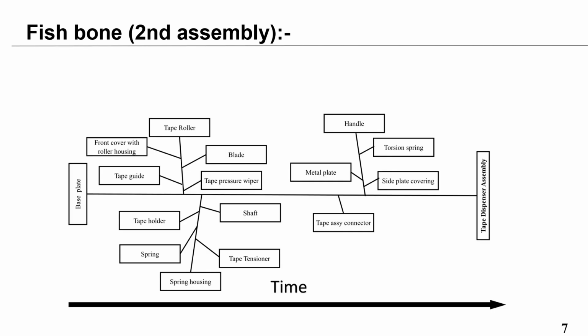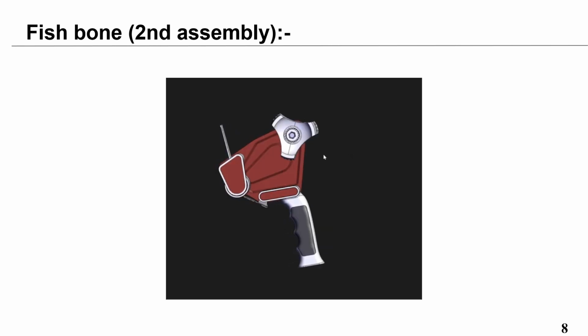This is the second assembly sequence that has been formulated. This is an assembly diagram which uses different sub-assemblies, which have been denoted by the branches. The three main sub-assemblies are tape dispenser front sub-assembly, tape dispenser holder sub-assembly, and the tape dispenser handle sub-assembly. These are the three sub-assemblies shown separately, and this is the final component.